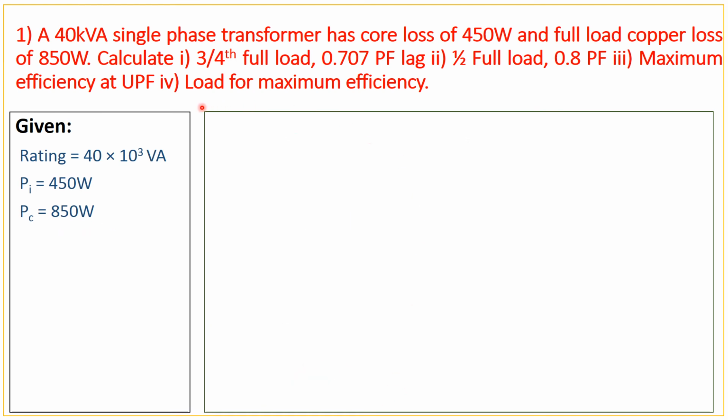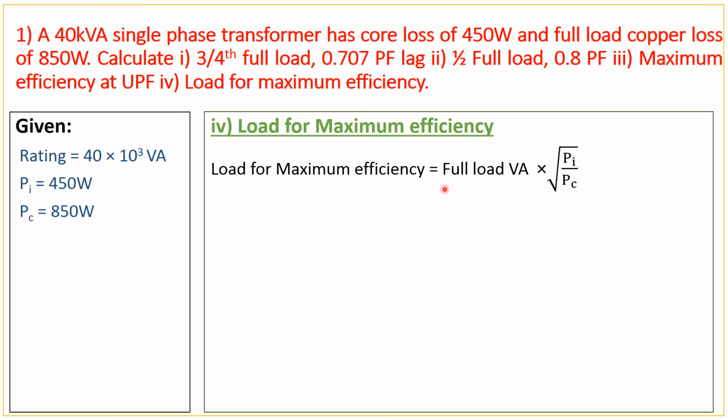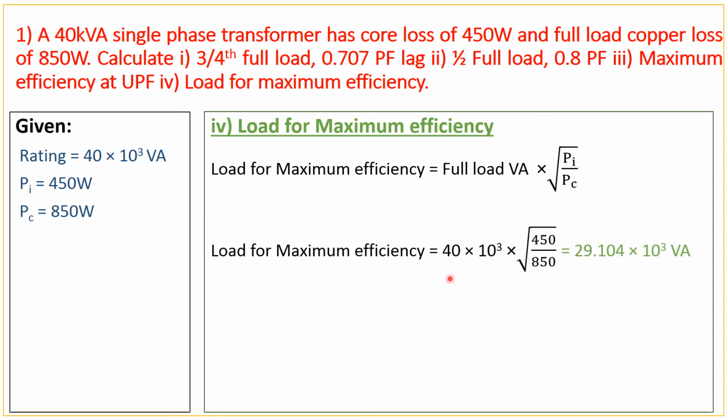And finally, the last one is to find the load for maximum efficiency. So what is the load for maximum efficiency? It is full load VA into root of Pi by Pc, or into x, right? So this is x. Directly, full load VA is 40 into 10 to the power 3 into root of Pi is 450 and Pc is 850. Substitute and you will get 29.104 into 10 to the power 3 volt ampere. So it is that simple, direct substitution.